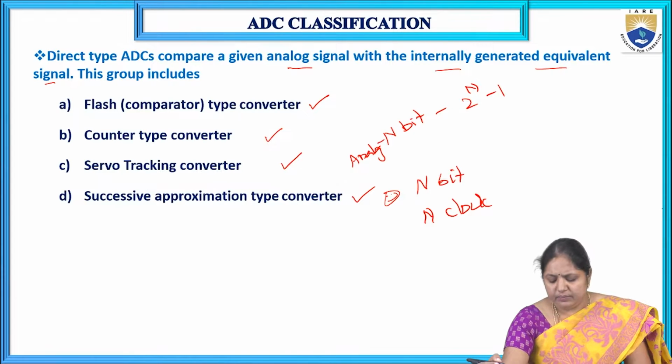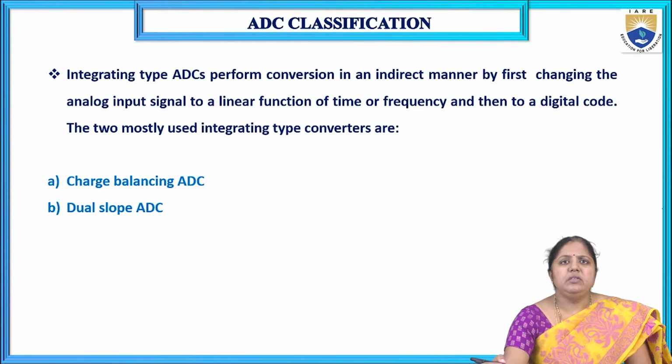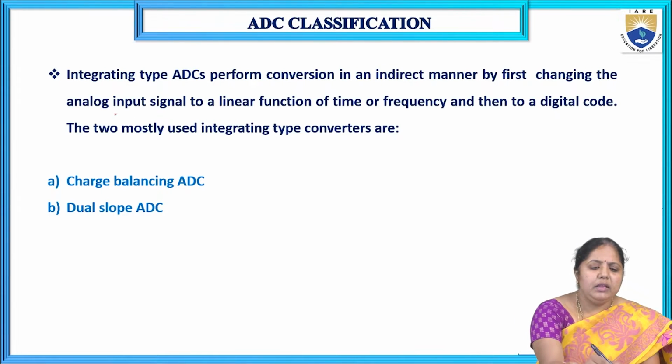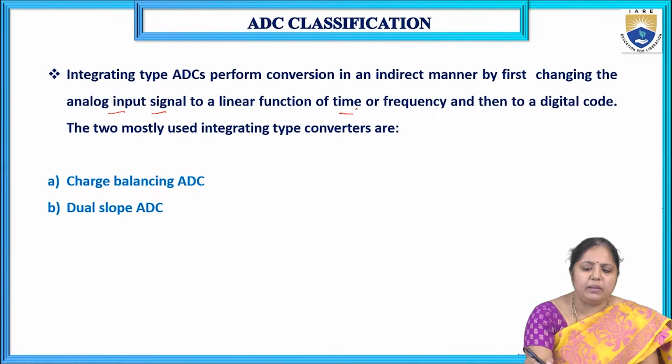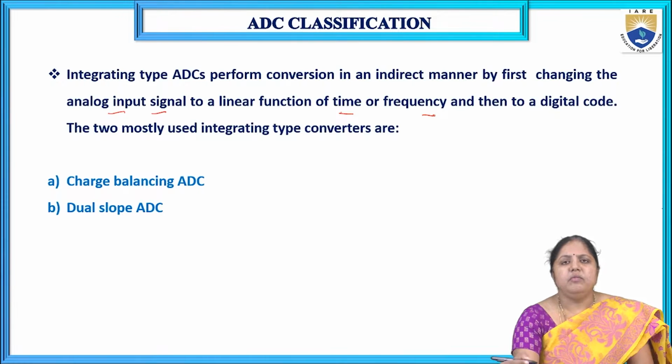But coming to the integrating type of ADC, the other name for this one is the indirect type of ADC. Indirect type of ADC means first we give the analog input signal, and the analog input signal is converted into a signal which is a linear function of time or frequency. Then we can get the equivalent digital code word based on the time and the corresponding frequency. We get the equivalent digital code word by a counter type of circuit.